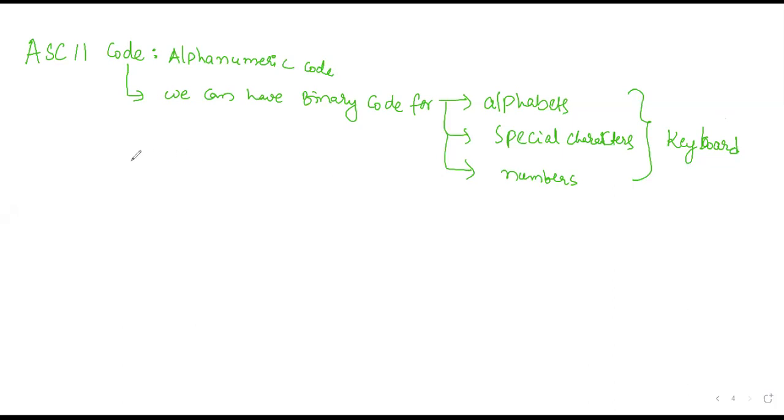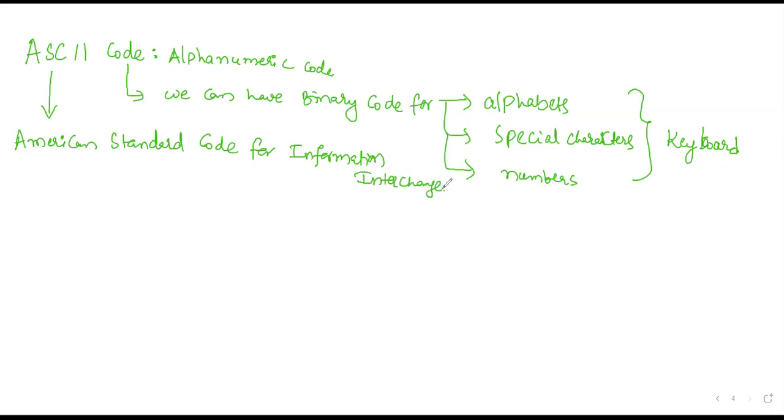Okay. ASCII is nothing but American Standard Code for Information Interchange. The full form is American Standard Code for Information Interchange.